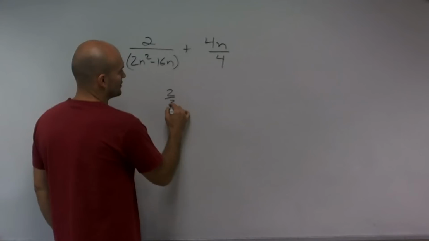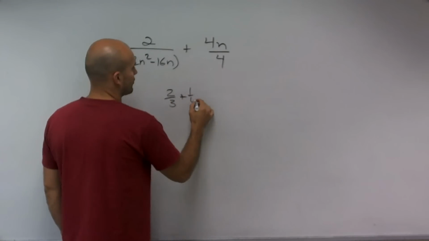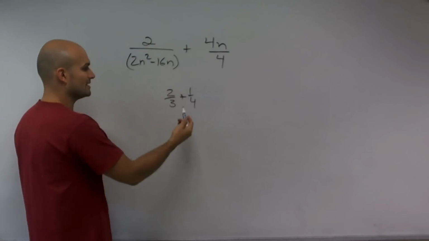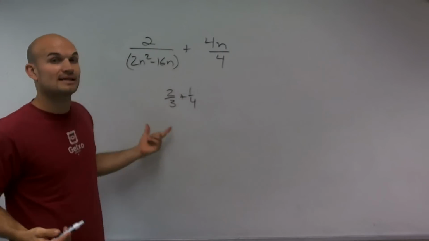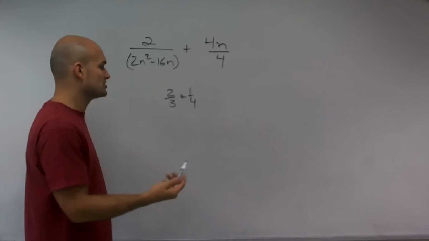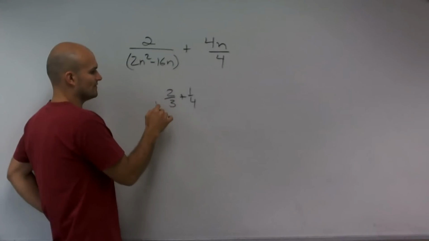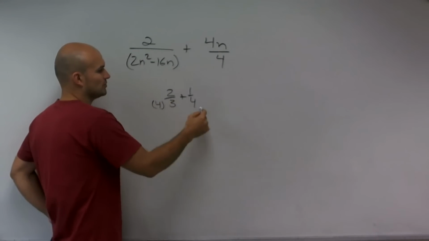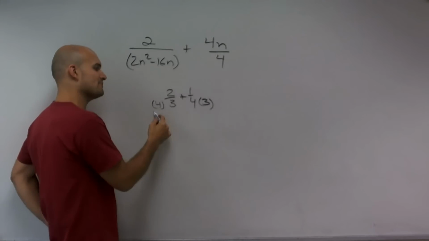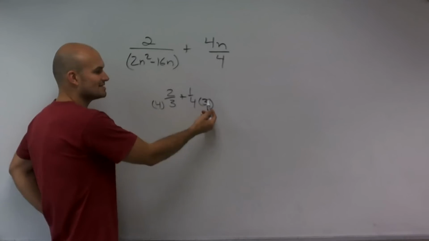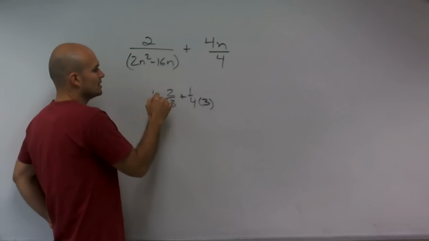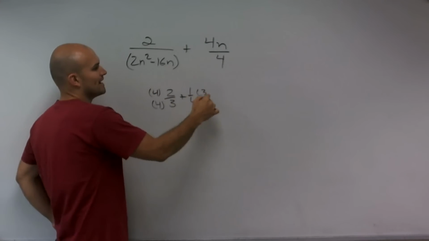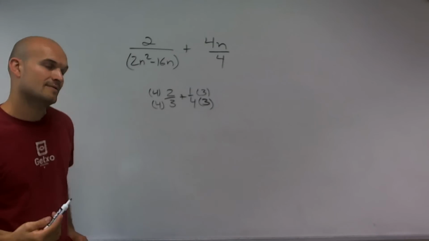Let's do 2/3 plus 1/4. Well, to get the common denominator, I know the common denominator, which would be the common multiple of 3 and 4, which is 12. So to get to 12, I can multiply by 4 on the left side, multiply by 3 on the right side, which is the opposite denominator. Just make sure whatever you multiply on the denominator, you also multiply on the numerator.